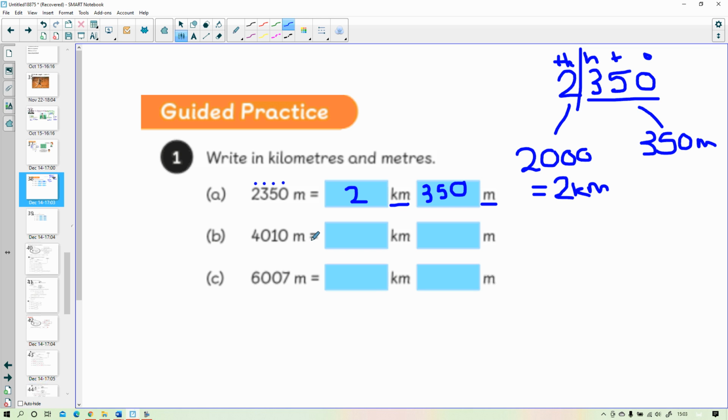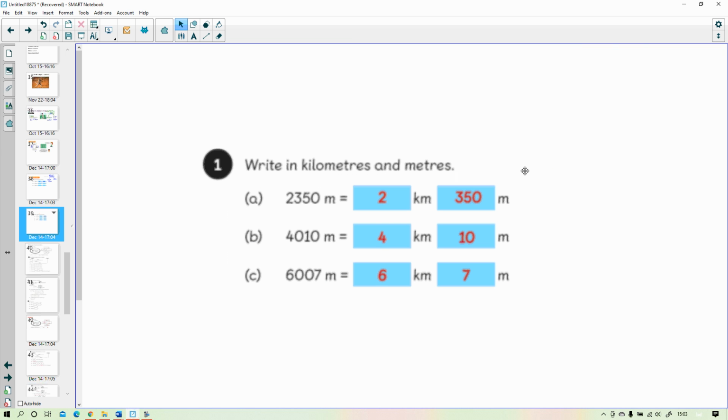And now you can have a go at B and C. How many thousands, how many kilometres are in these numbers? Have a go at writing how many kilometres and how many metres you have. Click onto the next page if you want to see the answers. Okay, so hopefully you've got them all right. We can tick the first one because we've done it together. Either of these ones that you've done, feel free to give them a tick as well.